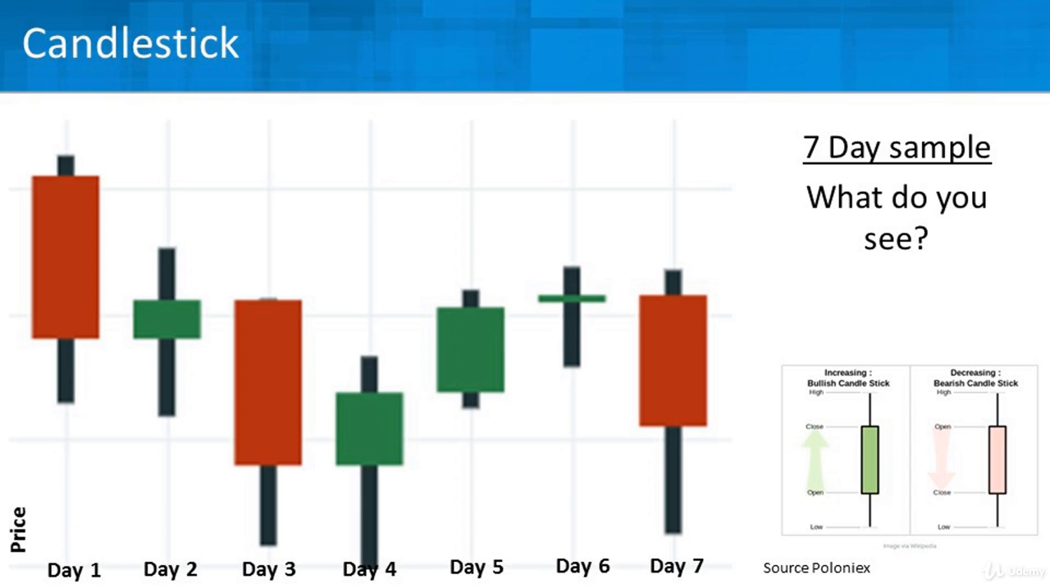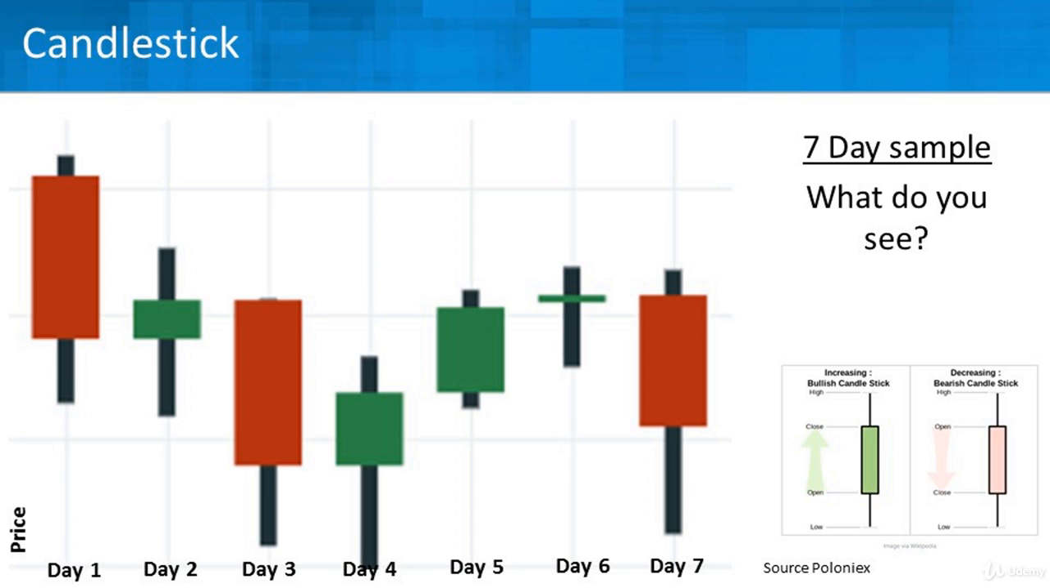So what do you see here? Are you starting to see any kind of patterns develop? Are you starting to see certain colors or things coming on? Let's take a look at day one. What do you see for day one? You should see it's red in color, so that would tell you that the price closed lower than it opened.